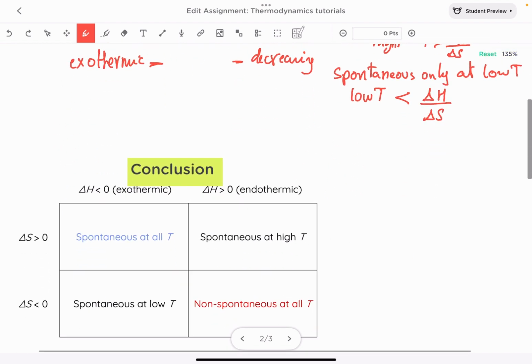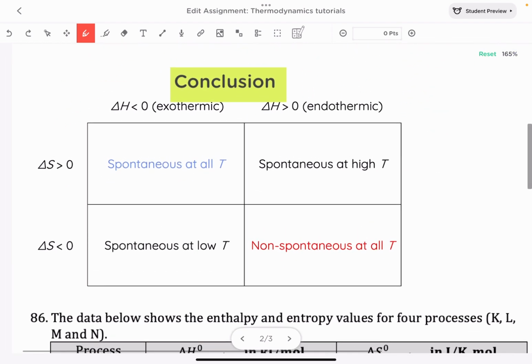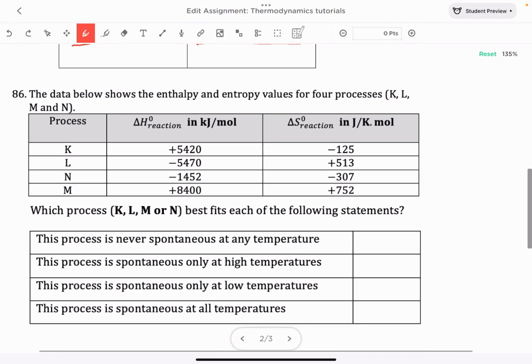Now I've summarized this also in another table over here. So negative and positive delta H, and these are the conditions. Spontaneous at high temperature when both of them are positive, spontaneous at low temperature when both of them are negative. If it is exothermic with an increasing entropy, it's forever spontaneous. And for an endothermic process with decreasing entropy, it's never spontaneous.